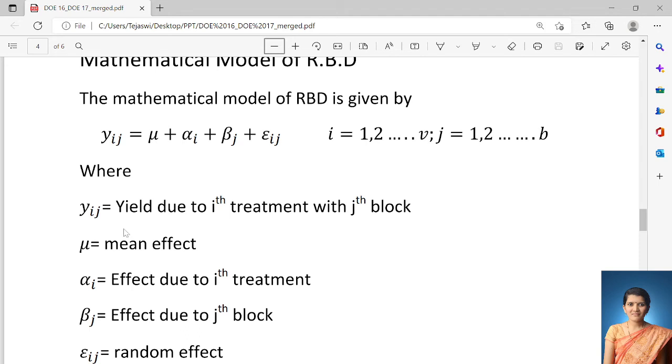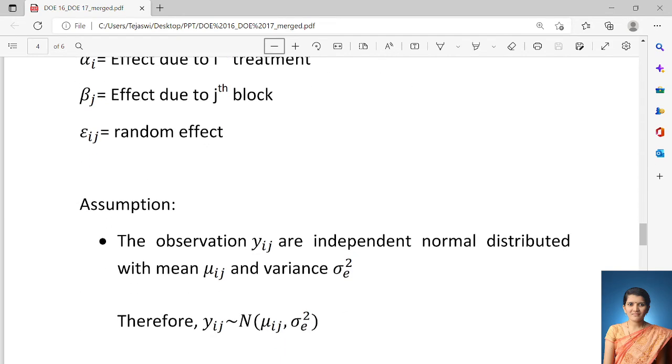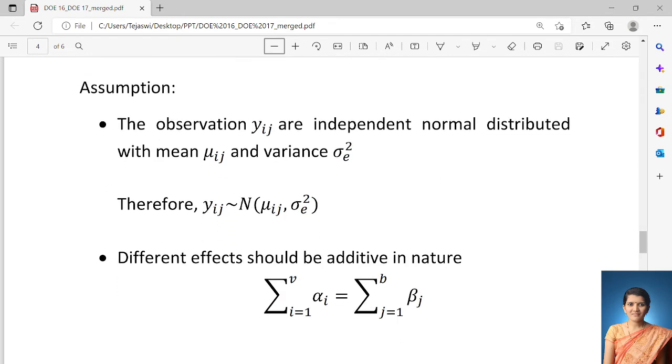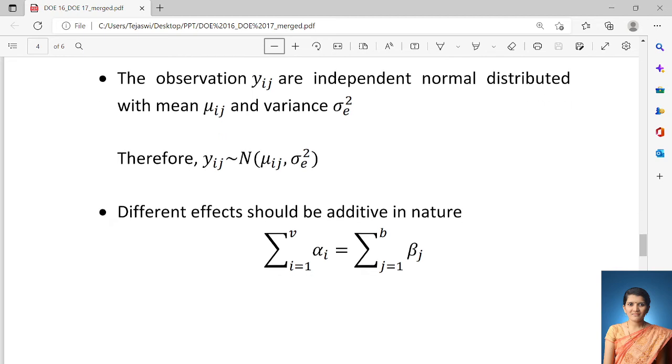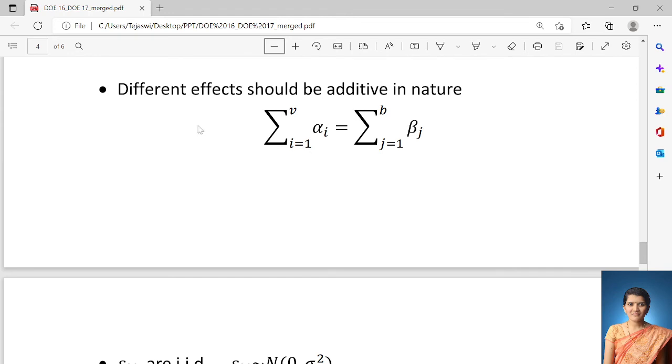Similarly, same as in CRD, Yij is the yield, mu is the mean effect, alpha i is the effect due to the treatment, beta j is the effect of the jth block, and epsilon ij is the random effect. Assumptions are the same as the assumptions in CRD, only the effects are additive in nature.